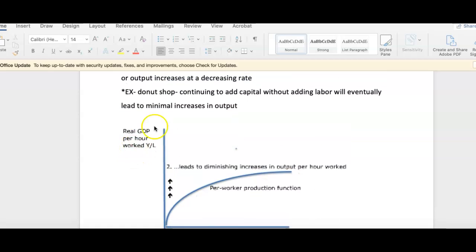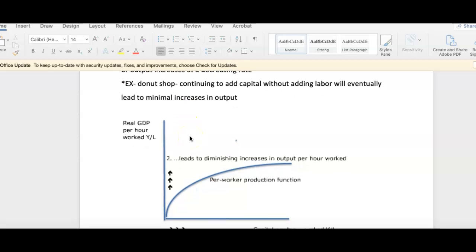And for an example, let's use a donut shop. If you think of a donut shop, it is a set space, meaning it's only so big, and I am the manager. If I add one person, that's going to increase my output a lot, because now I'm not by myself. I've got someone that can, for example, do the cash register. And then I say, well, I'm going to add one more person, because that person can help me decorate the donuts and put them in the cases and put them in the boxes. And I'm going to see another big increase in output.